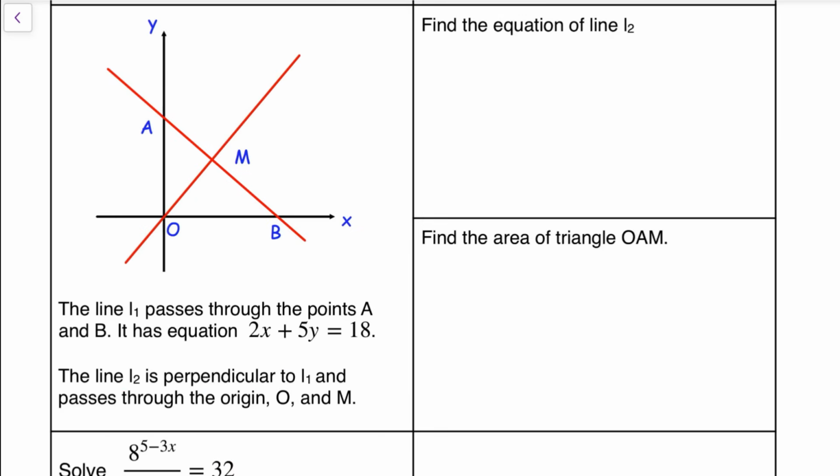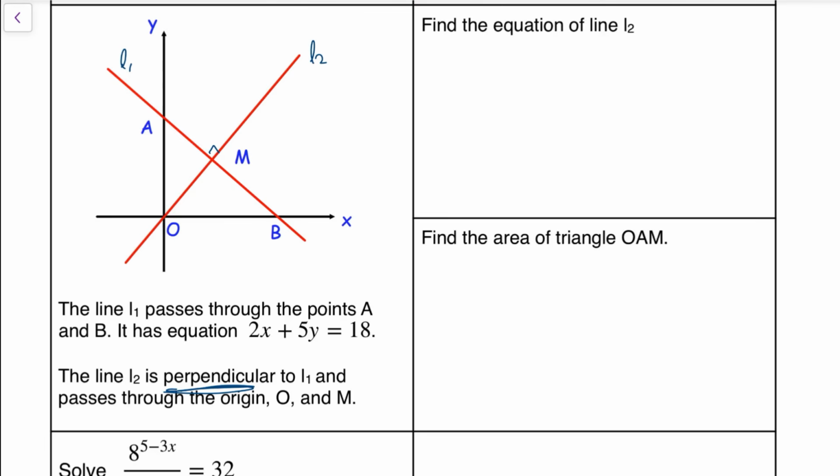Done. Next question. Find the equation. Well, actually, let's read the whole thing first. The line L1 passes through the points A and B. It has equation 2x plus 5y equals 18. Oh, sorry, yeah, so this is L1. Been a bit slow there. The line L2 is perpendicular to L1 and passes through the origin O and M. Find the equation of L2.